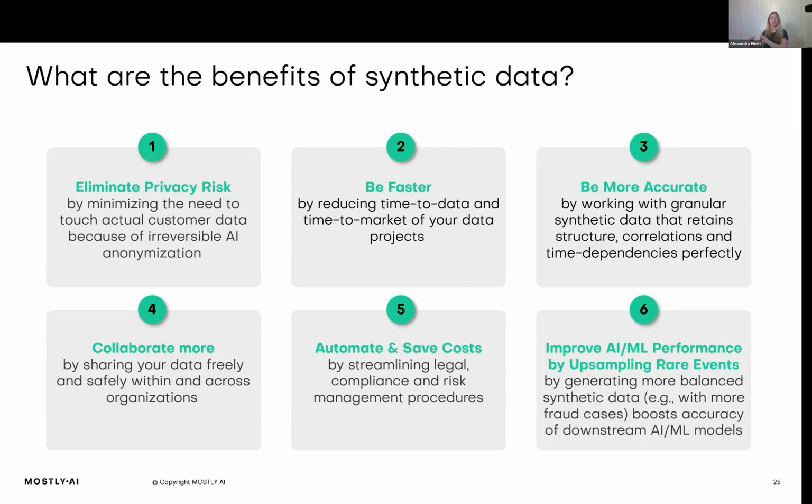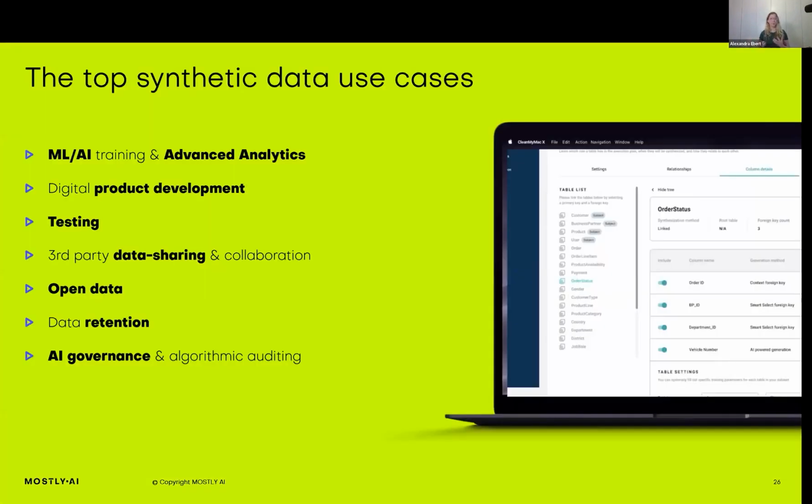Synthetic data can also help you to not only create a privacy-safe replica of your original, but you can also change and tweak the data. You can make it fairer, you can upsample rare events like fraud cases, and this can help you in certain cases to improve the predictive performance of downstream models that are trained on that data. What does this mean in use cases? For what is synthetic data used?